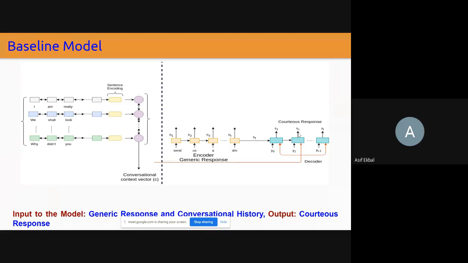So if you want to generate S2 at this point in time, what is the input? The whole conversational context vector, and the previous output can also be an input. The hidden state on the decoder side, all are inputs, and based on that, we generate the current word. So this is our baseline model.